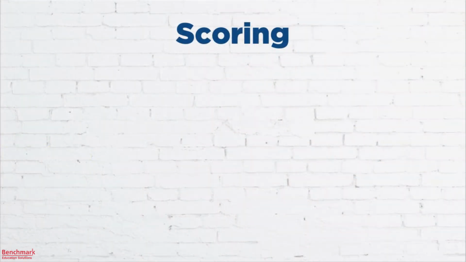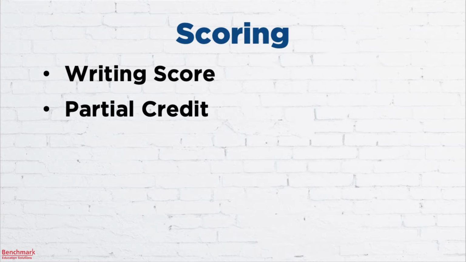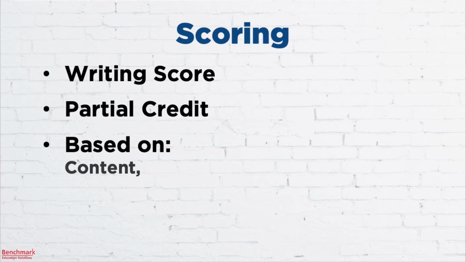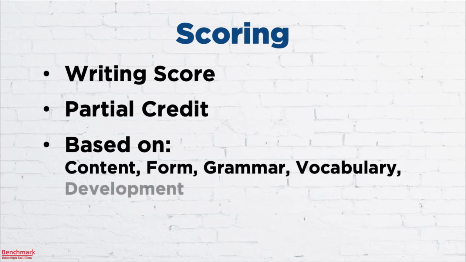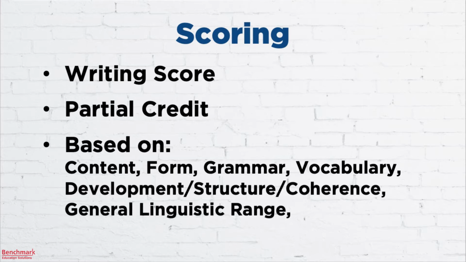Now let's take a look at scoring. This question counts toward your writing score. It's scored on a partial credit system since there isn't one right or wrong answer to the questions. Your score is based on a few things like content, form, grammar, vocabulary, development, structure, and coherence, general linguistic range, and spelling. We'll talk more about each individual part.